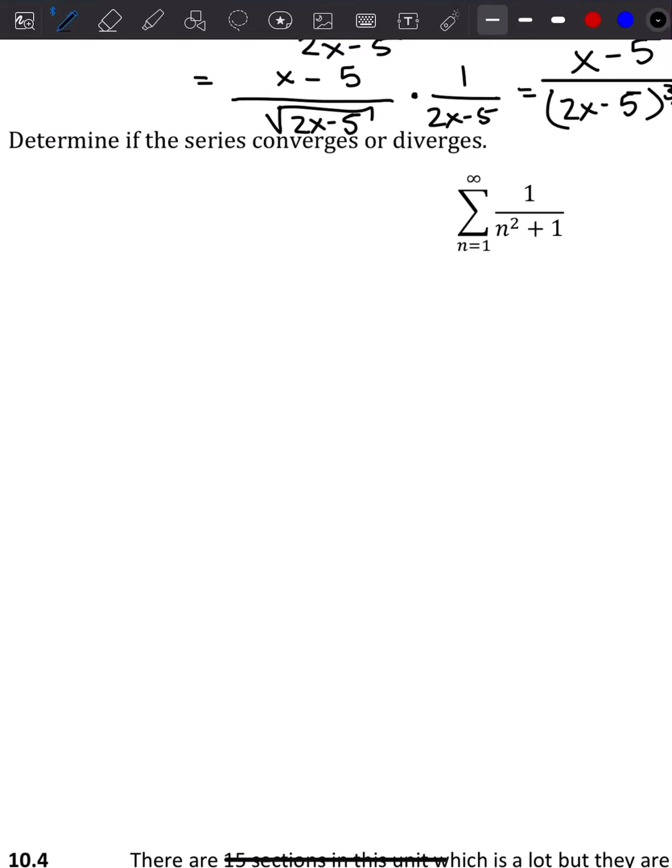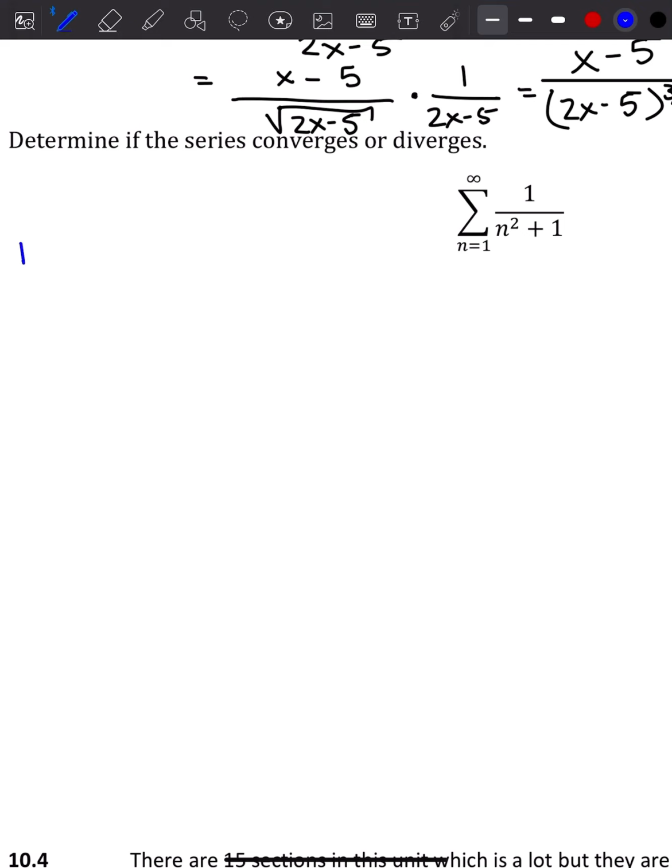Okay, so now let's look at determine if the series converges or diverges. So we're given this problem, we're using the integral test right now. So we want to check for our three things: positive, continuous, and decreasing.